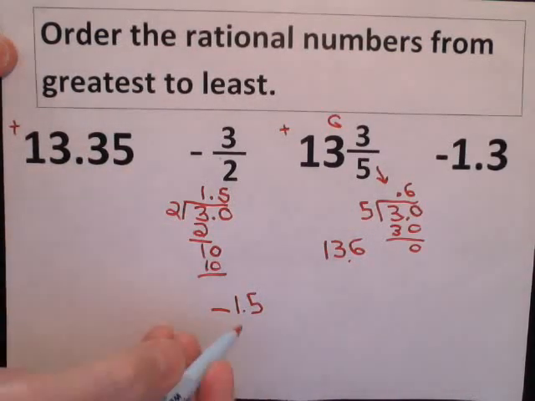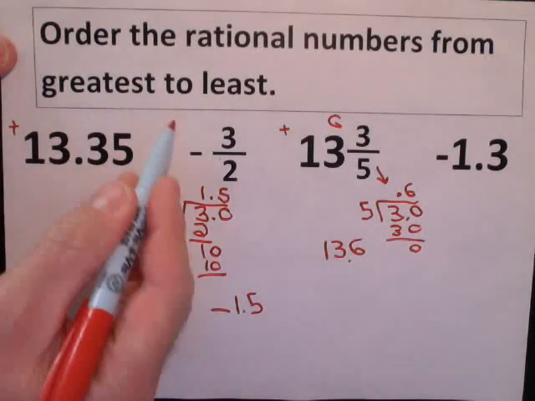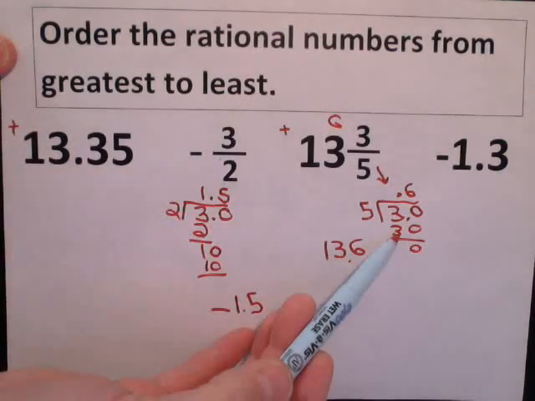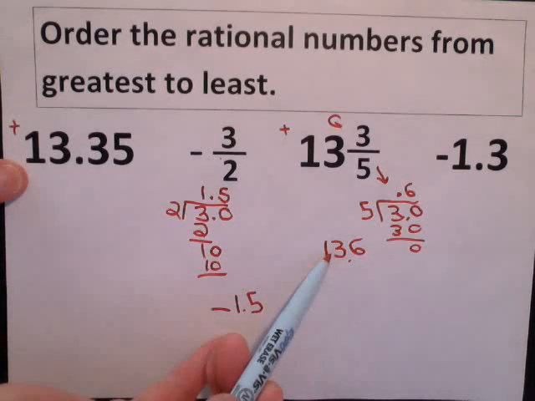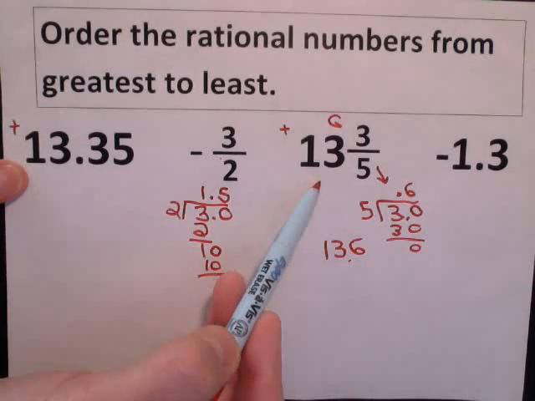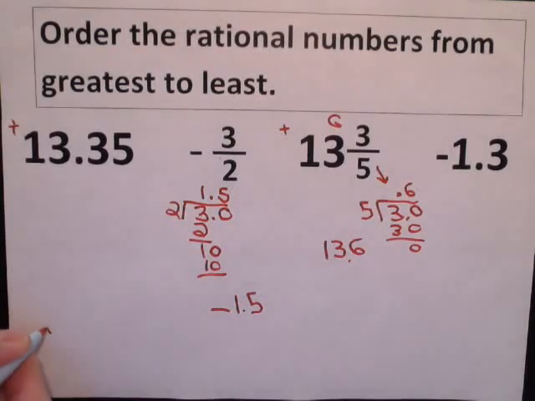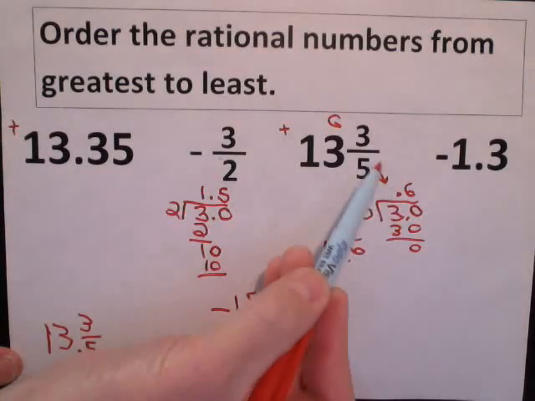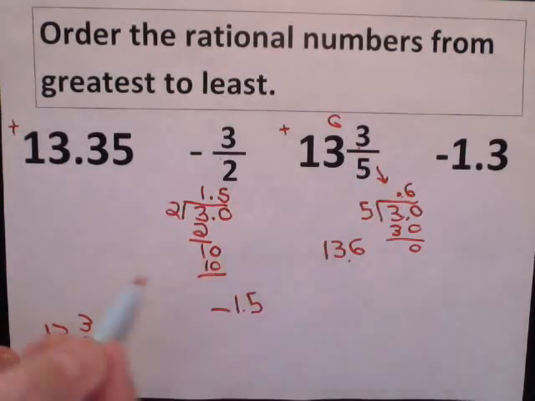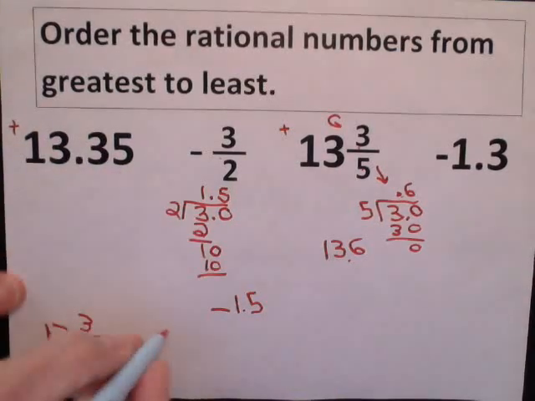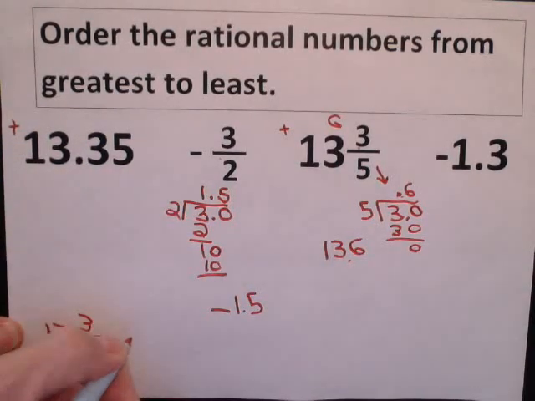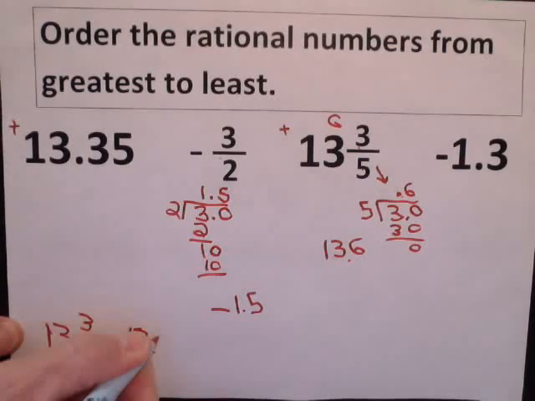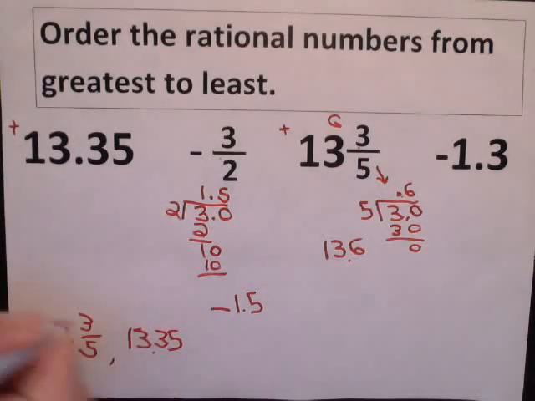Our greatest number out of all of these will be this one, 13 and 3/5. So we would have 13 and 3/5. That's our greatest value because 3/5 would be 6/10. Then we know that 13 and 35/100 would come next. So 13 and 35/100 is next.